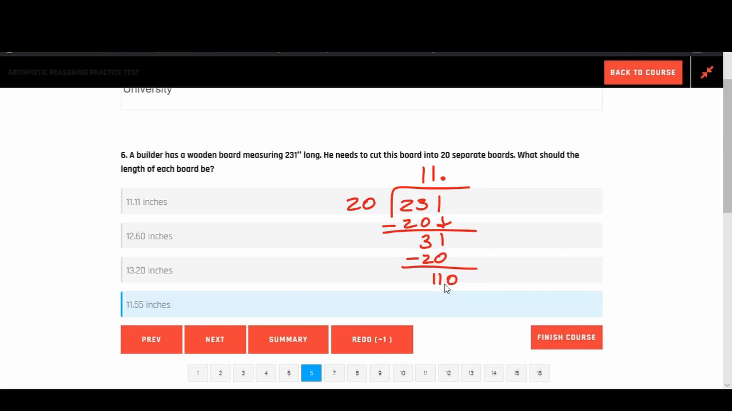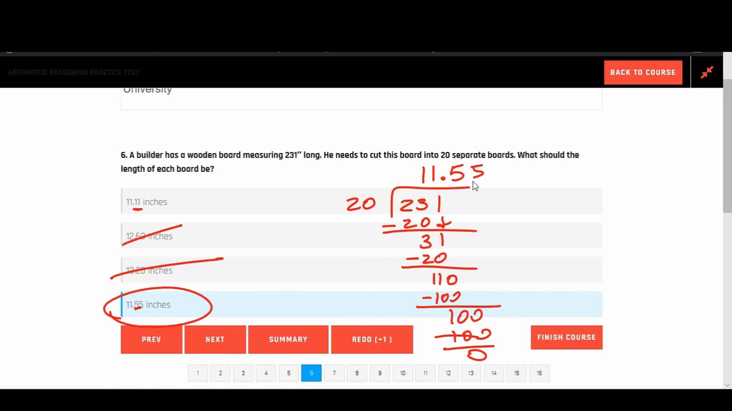Now the question is, how many times does 20 go into 110? And at this point, let's just take a little aside here. We know our answer is going to start with 11. The next number we find is going to tell us whether it's 1 or 5, in which case we'll be done. 20 goes into 110 5 times. 20 times 5 is 100. 110 minus 100 is just 10. We have to add a 0. 20 goes into 100 5 times with no remainder, since 20 times 5 is 100. So we can see that each board must be 11.55 inches.